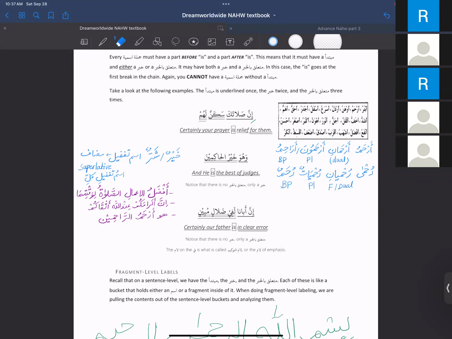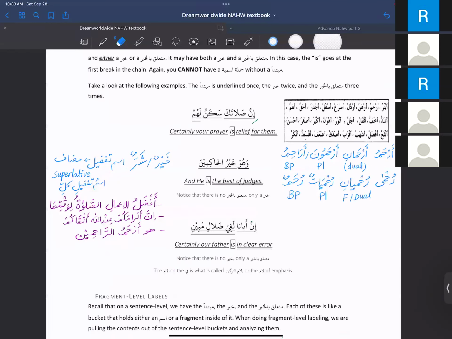Now, once we are done with macro label, sentence-based label, then we're going to come to micro label, right? So now micro label, since my mubtada is not a mufrad ism, is it? No. It's not, right? So it's a combination of fragments. So now I need to further break it down. So who can break it down? Can I try? Yeah, go ahead. Inna is harfu nasab and ismuha. Salataka is ismuha. Sakanun is khabar. Lahum is jar majroor. Good. But you don't look sure. I'm not sure about sakanun.